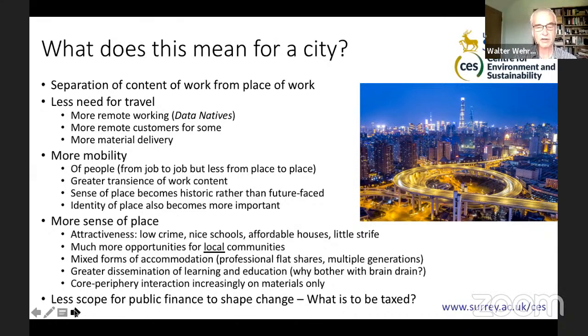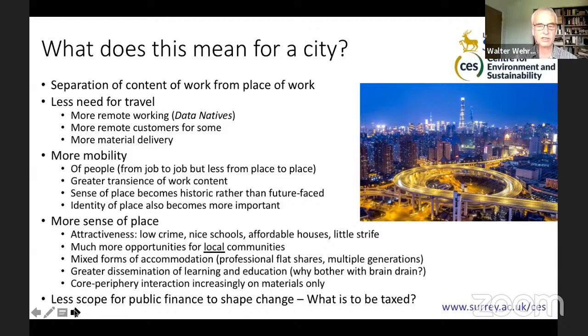A greater dissemination of learning and education. And I think for Jamaica, that's an interesting one as well, because there is a lot of brain drain going on for Jamaica. Young people go to university somewhere else and stay there. Now with a distance learning program and an excellent university such as UWI, what is the point of brain draining to another place when actually people can do the job here and there as well? So it's a separation that makes much more important the core part for a city, which is the core periphery interactions.